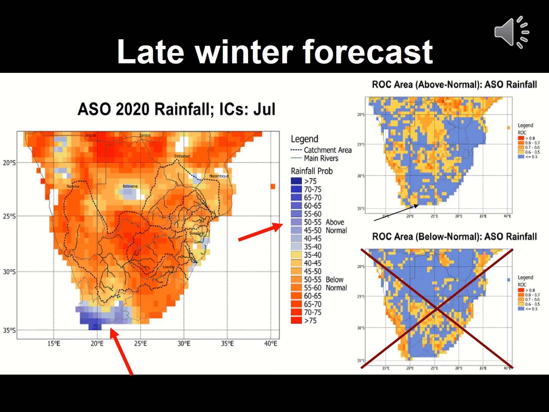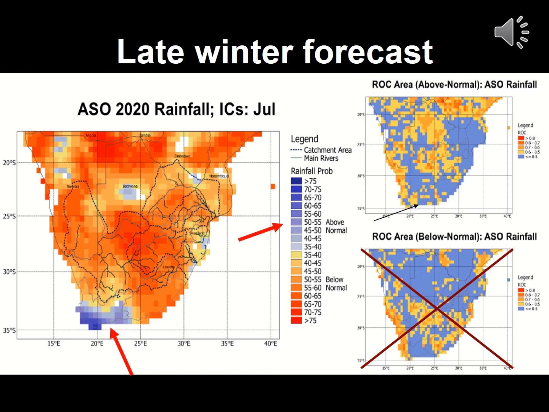But the question now is, that's just a probability. There is still a chance that it'll be below normal. And this is where we find the skill scores very useful. So the skill scores have looked at the history of this forecast. This forecast has not been applied over the last 20 years, but they've done models where they've run the forecast for the last 20 years and compared it to the actual rainfall. And then they compile what we call a skill score.